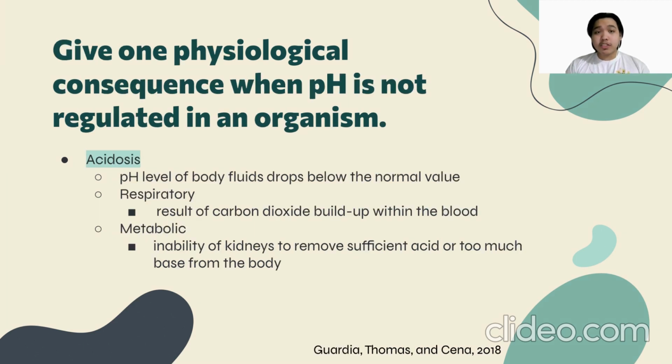Number 2, give one physiological consequence when pH is not regulated in an organism. One example is acidosis, where the pH levels of the body fluids drop below what is considered to be the normal value, meaning that the blood has become too acidic. There are two types of acidosis. First is respiratory acidosis, where the lungs are unable to remove carbon dioxide in the body and thus it builds up within the blood. Metabolic acidosis, on the other hand, is the inability of the kidneys to remove enough acid, or too much base in our body.